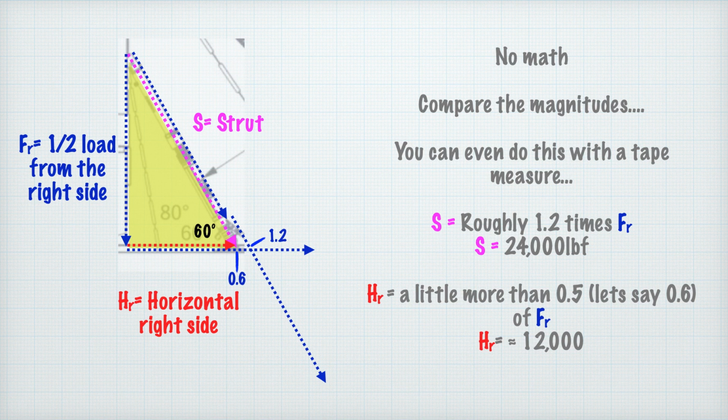So let's do a vector analysis. No math needed. So if we take our blue vector and we compare that to our pink vector, we can estimate that it's about 1.2 times the length. So length is the same as magnitude is the same as force. So we could say, okay, well, if we had 20,000 pounds of force as our original vector, our blue vector, that means the pink vector is 24,000 pounds.